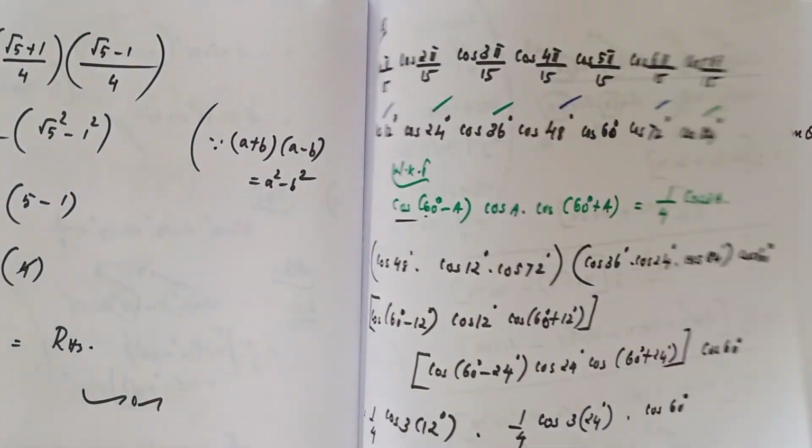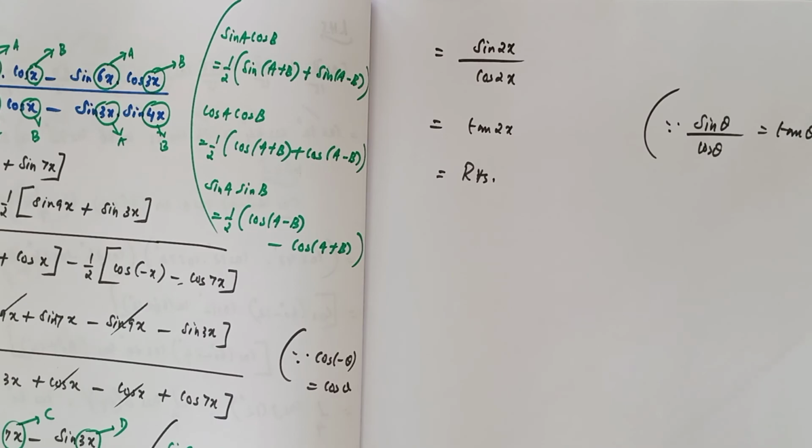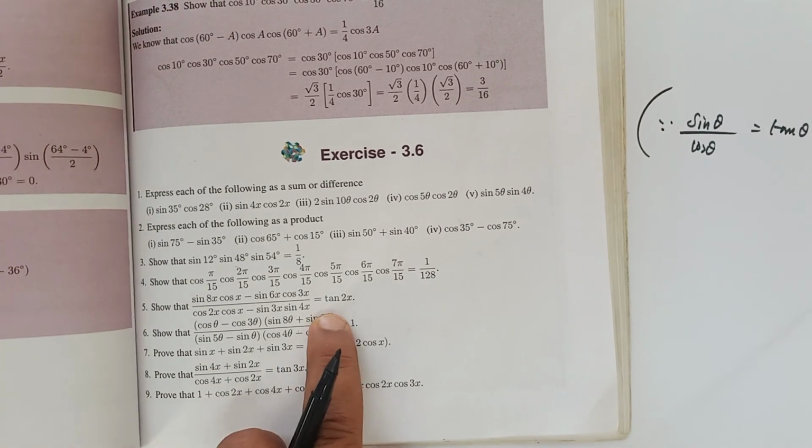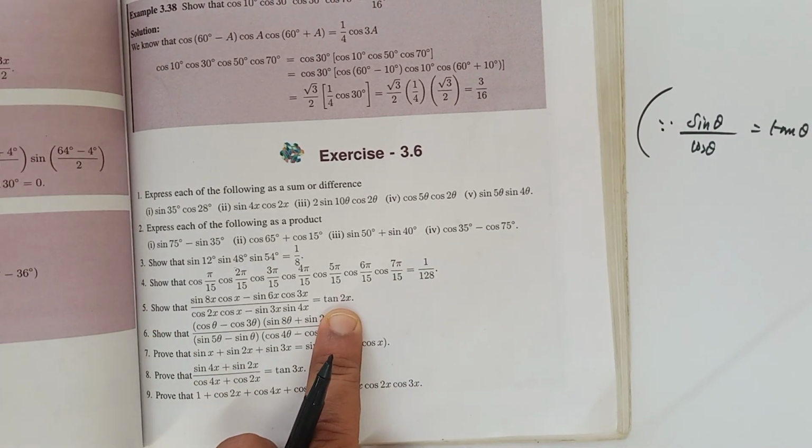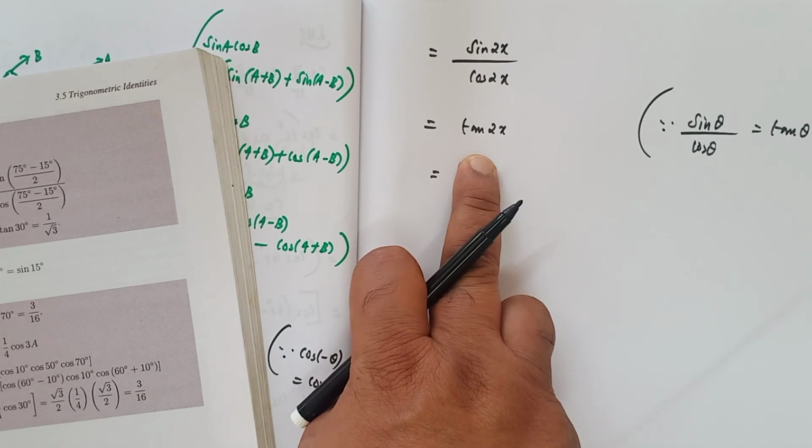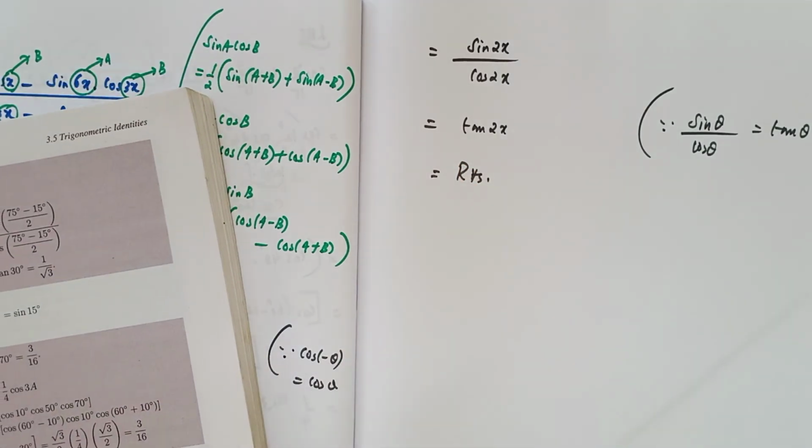Look at that RHS here. So RHS, that is in problem number 5, is tan 2x. We have proved here. So problem number 5 is completed.